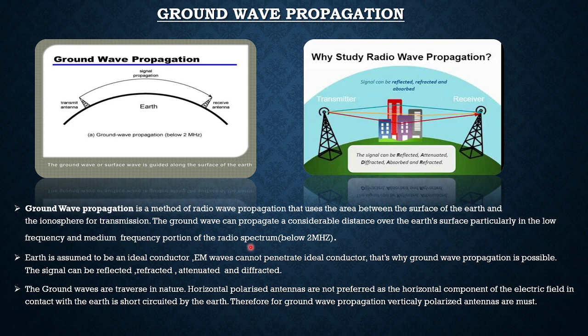This phenomenon is termed as skin depth. Skin depth is a measure of depth to which electromagnetic waves penetrate into the medium. That's why ground wave propagation is possible, due to reflection, diffraction, attenuation, etc. The ground waves are transverse in nature. Horizontally polarized antennas are not preferred. This is a very important point, because the horizontal component of electric field in contact with earth is short circuited by the earth. Therefore, for ground wave propagation, vertically polarized antennas are used.